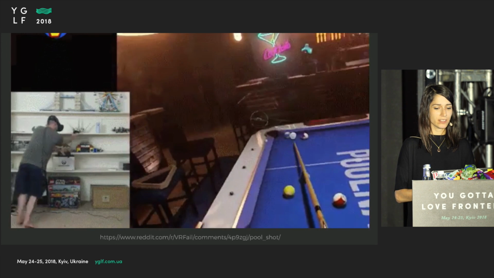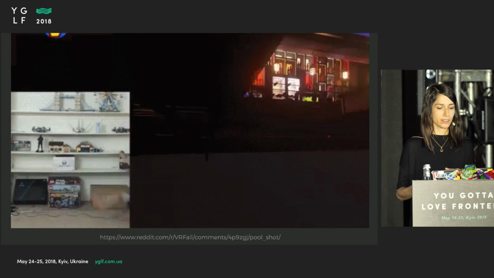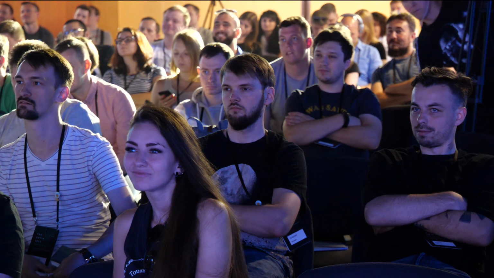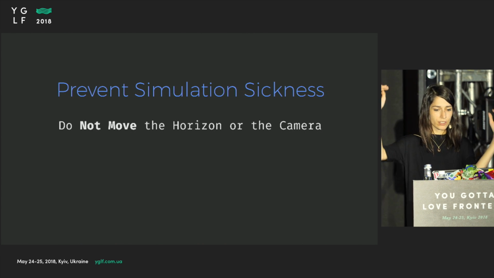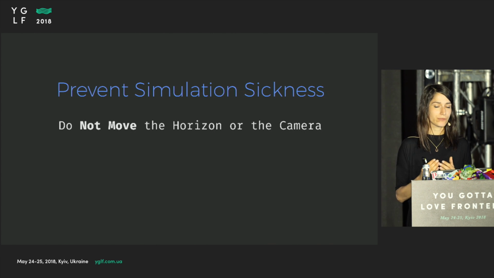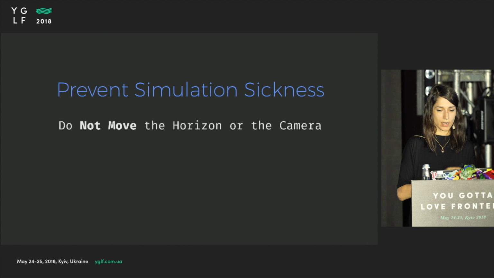Simulation sickness occurs when our sensory inputs are not consistent. So, for example, when the simulation tells us we are in a car race, but we are just sitting still in a room. There are some best practices you can regard to avoid causing simulation sickness. First of all, you do not want to move the horizon and you do not want to force movement to the user. So, you do not want to move the camera.